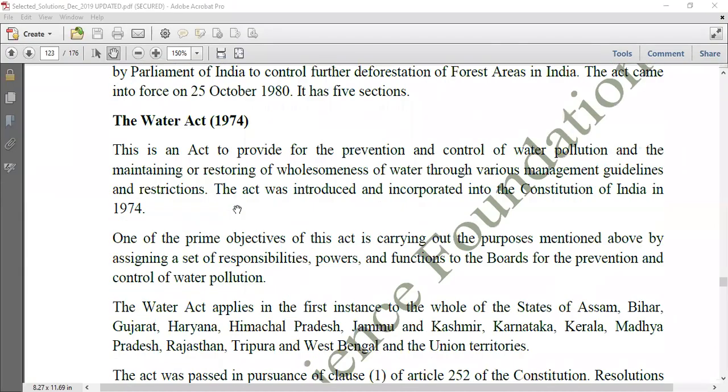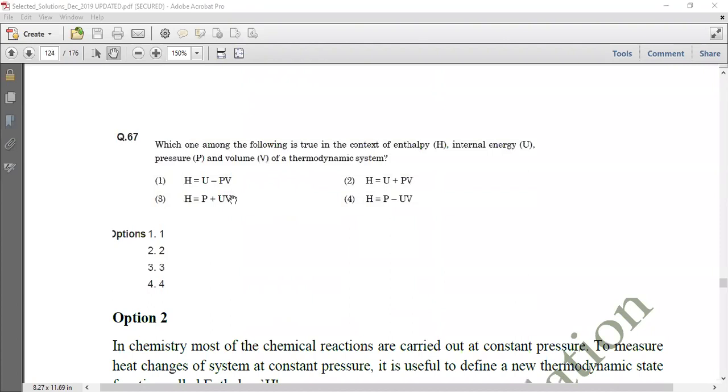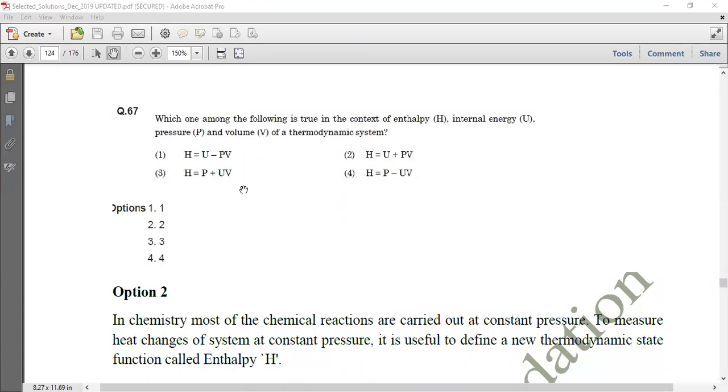All the details have been given, what is what. It's a very simple question. Question number 67 is a 11th and 12th class thermodynamics question. It's basically just the first law of thermodynamics, that energy can neither be created nor destroyed. It can only be transformed from one form to another. It's basically the mathematical expression. Just a minute, guys.